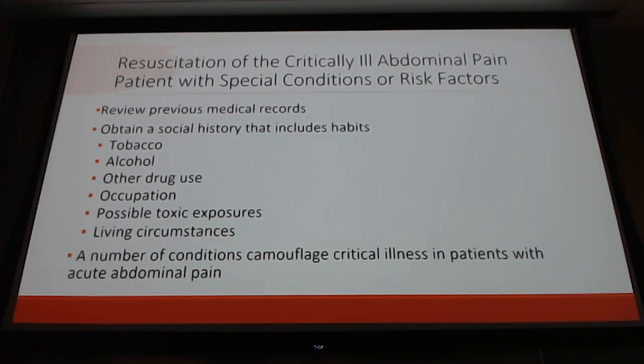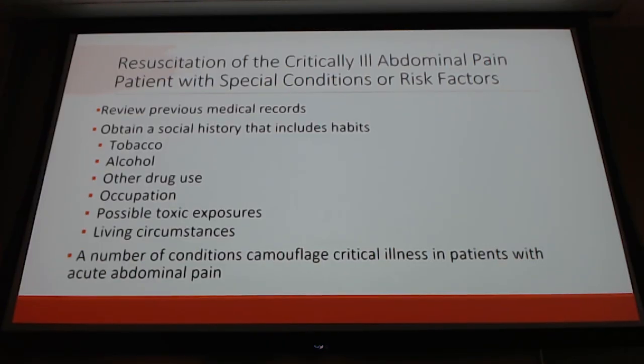Okay, review previous medical records. Hopefully that patient, if they're incapacitated or altered, brought somebody with them that can explain all that stuff. But then we want to get into all their social history. Alcohol use is a big one, because that puts them at huge risk for portal hypertension and some underlying esophageal varices, which puts them at a huge risk for upper GI bleeds.